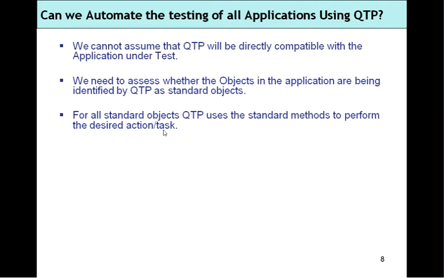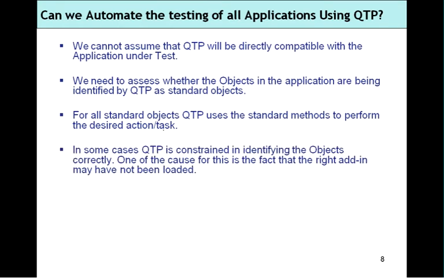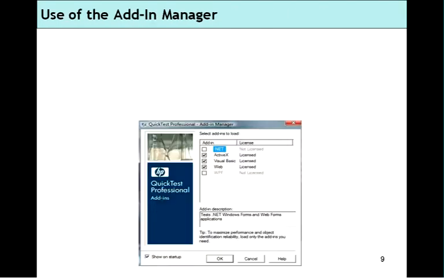Okay. And here we are coming across the word objects. We will learn about that also. In some cases, QTP has trouble identifying the objects correctly. One of the causes for this is that the right add-in may not have been included. So what it is saying is, as I told earlier, if your application is developed in Java and you have not added the Java add-in, then QTP fails to identify the application to automate it. Okay. So this is the startup page in QTP, called the add-in manager.